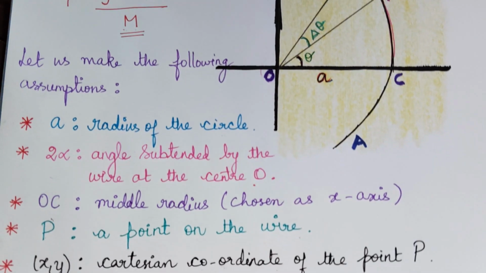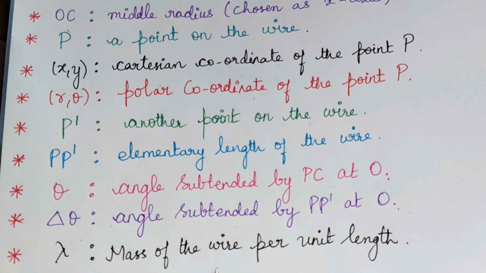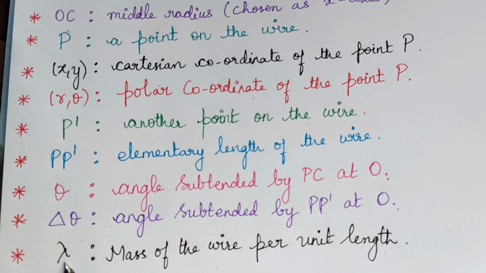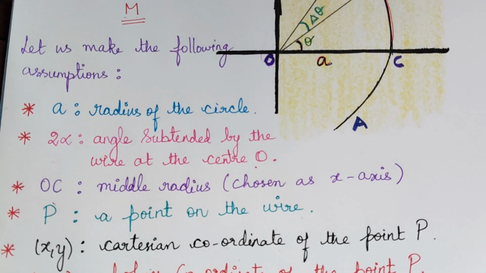And then we make a final assumption, lambda, which is taken as the mass of the wire per unit length. That is, for 1 unit of length of the wire, the mass is taken as lambda. So these are the 4 assumptions that we have made.